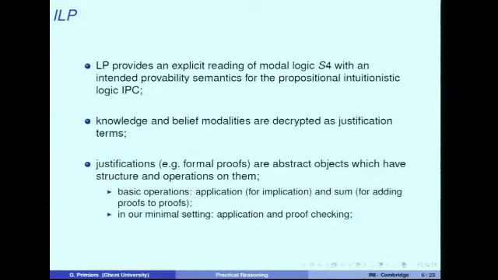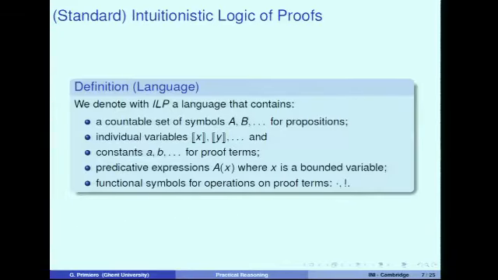Justifications are, for example, in the case of a mathematical language, formal proofs, and they are considered as abstract objects which have structure and have operations that are applied to them. The basic operations are usually application, to construct implication, and sum, to construct composition of proofs. In the minimal setting I will talk about, we are looking only at application and proof checking. I will explain what these things are.